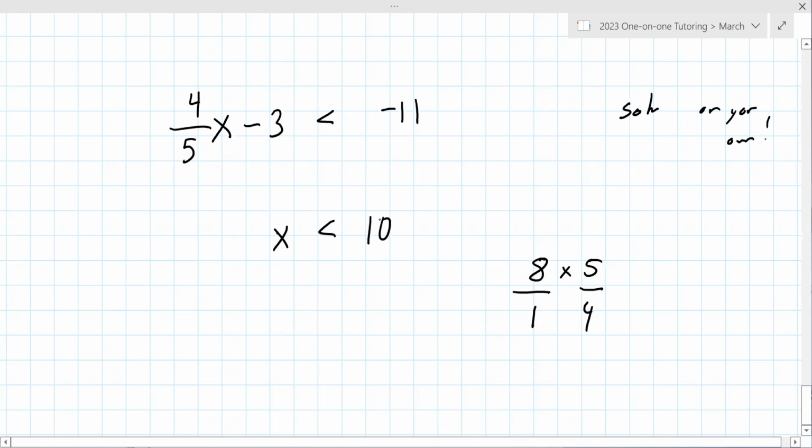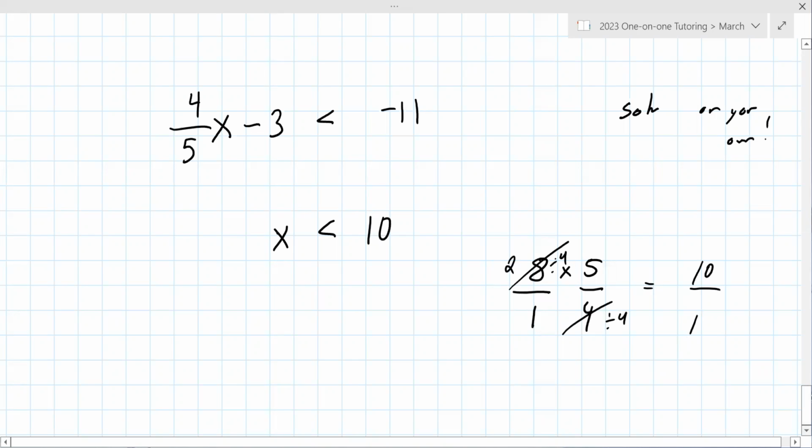Okay, how confident are you in your answer? Confident. Yeah, so the better way to do this is to divide the top and bottom by 4. And then it becomes 2 times 5, which is 10 over 1, which is 10. Oh, okay.